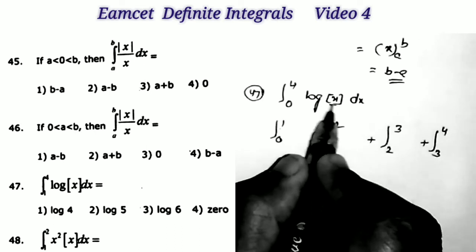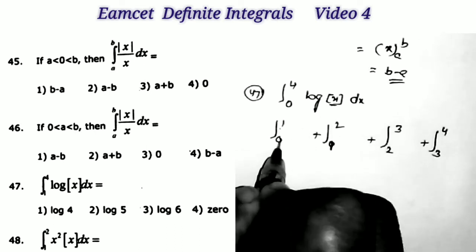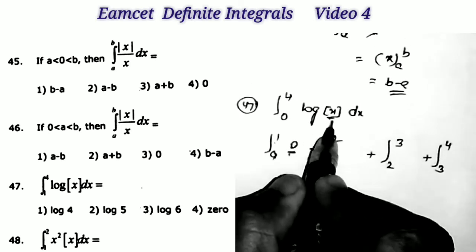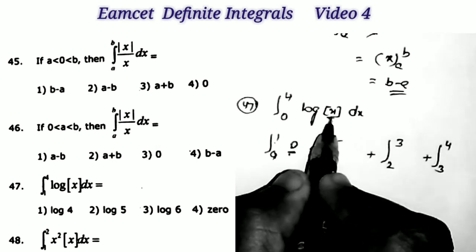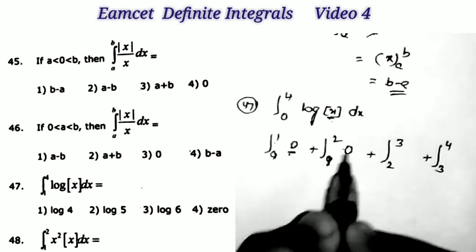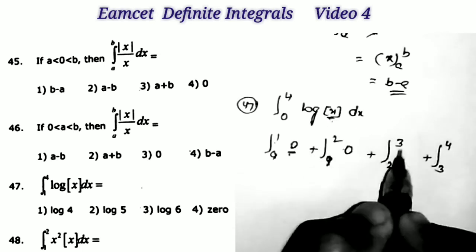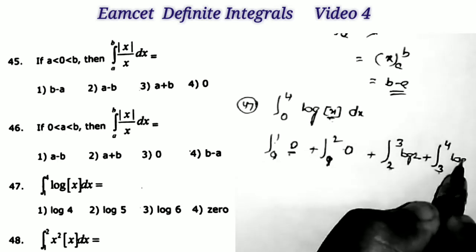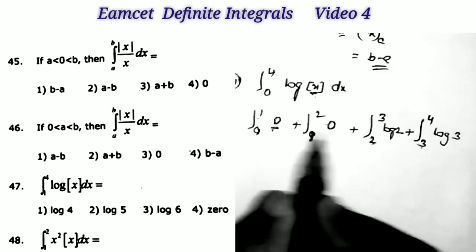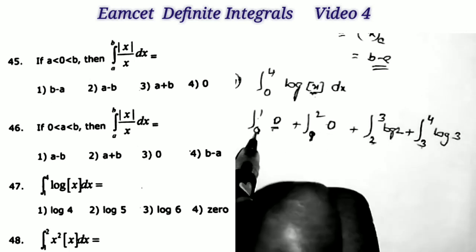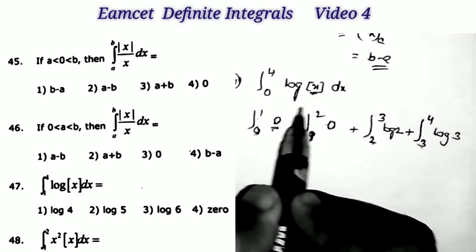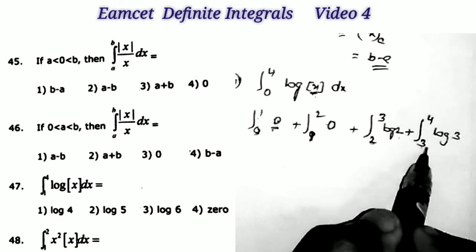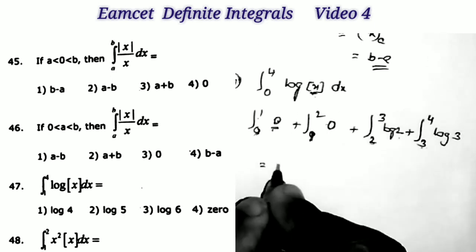Now here 0 to 1. What is the [x] value? Always remember that we take the lower limit as the [x] value. Log 0 is not defined, so we don't take this case. Replacing x equal to 1 here, that is log 1, and log 1 is equal to 0. Next, replacing x equal to 2, this becomes log 2. And replacing x equal to 3, this becomes log 3. Simply taking the function values: log 0, that is 0, log 1, that is 0, log 2, and log 3.